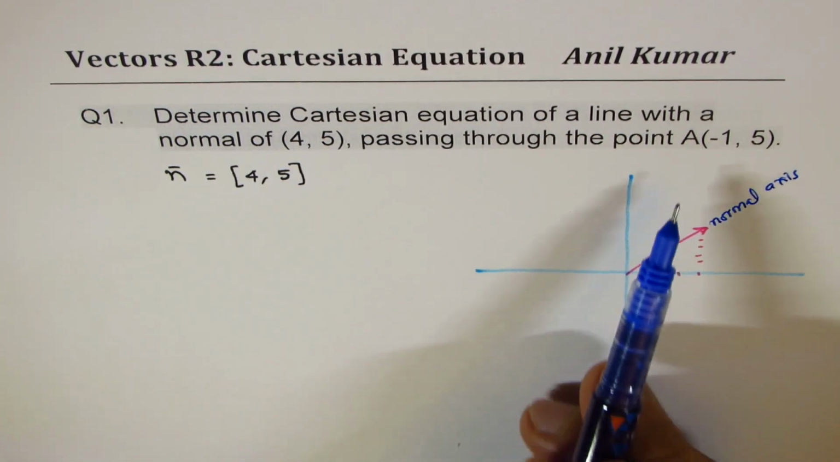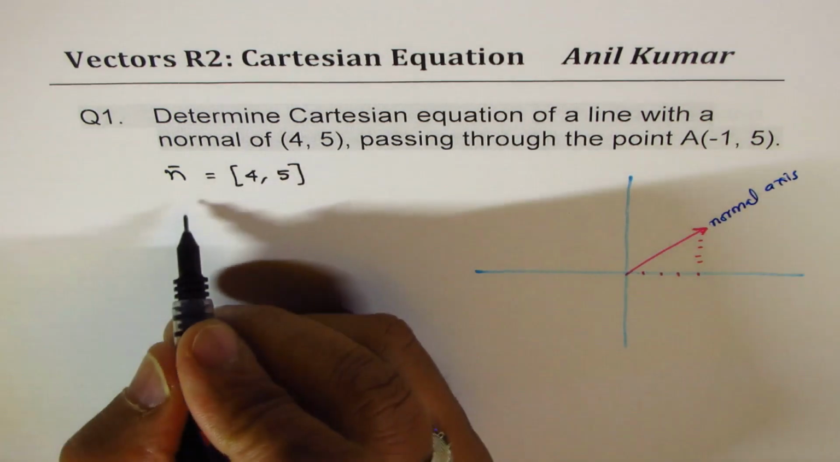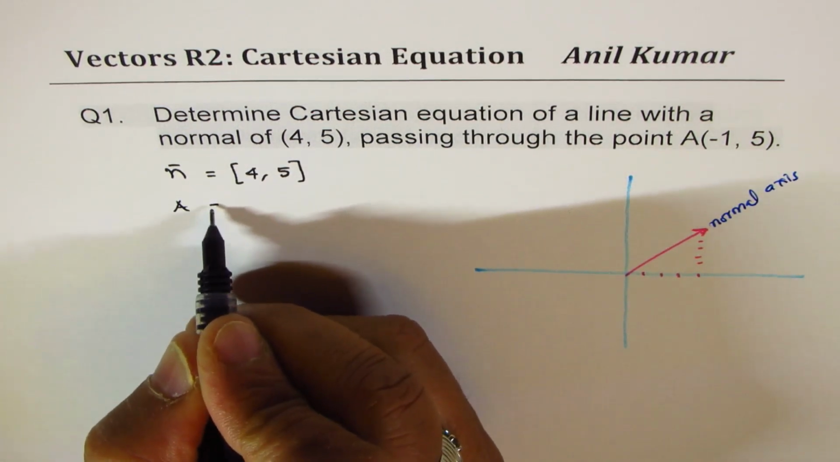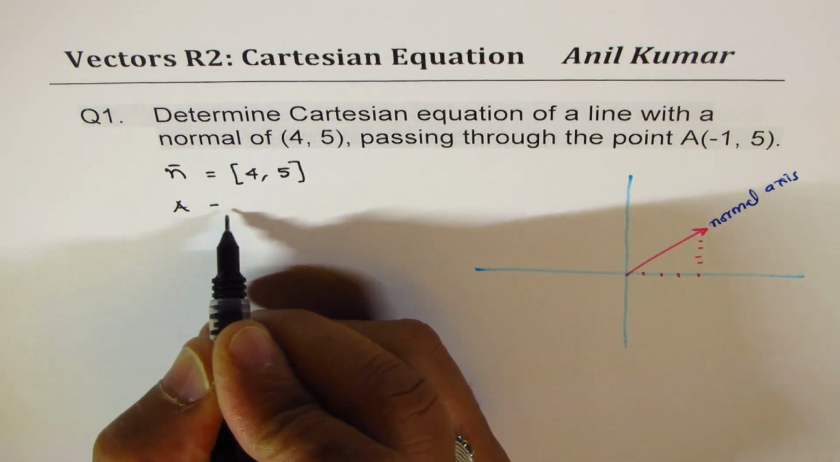This is the normal axis given to us. The point is A, which we can write like this.